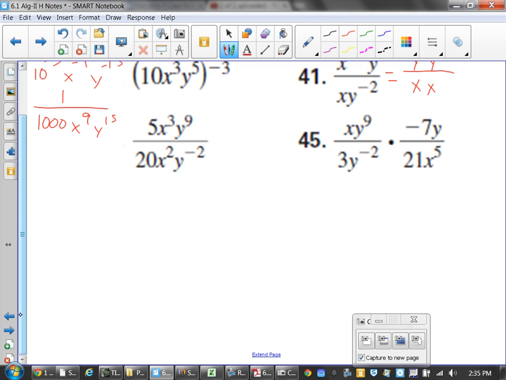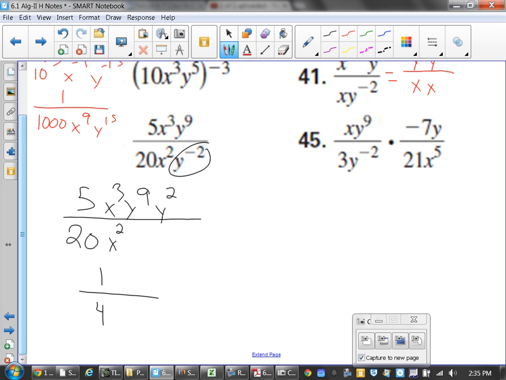The other ones. Rewrite the numbers first. So you have 5 over 20, x cubed, y to the 9th, x squared is the same. This y to the -2 goes up top. It becomes y squared. Now simplify your numbers. 5 over 20 is 1/4. So we have 1/4. x cubed over x squared is plain old boring x, x up top. Y to the 9th, y squared becomes? Very good. Now, did I have to have that 1 there? No. If you leave it there, it's perfectly fine. A lot of times with these things, there is going to be more than one way to write out the correct answer. They're all fine.